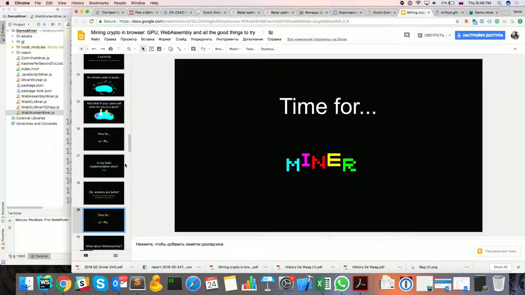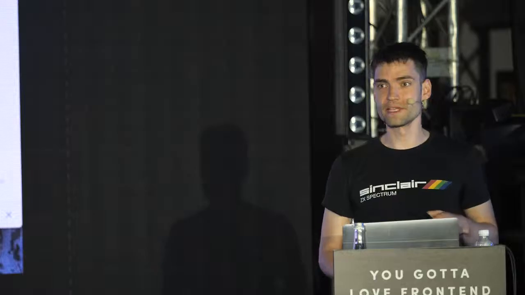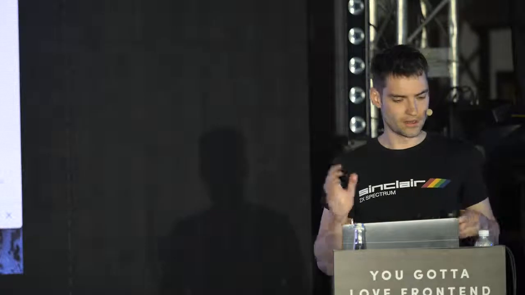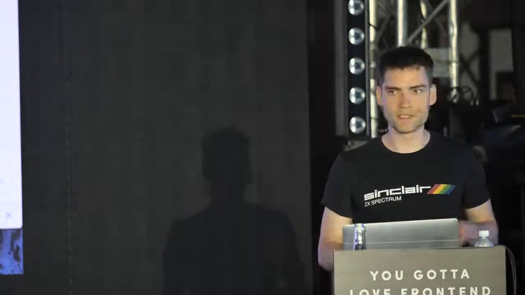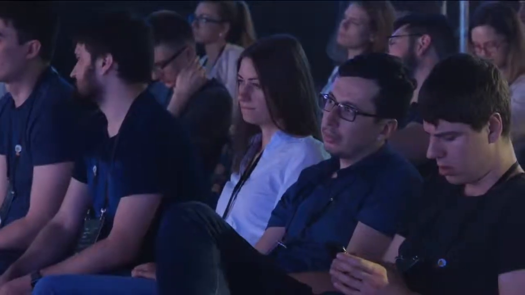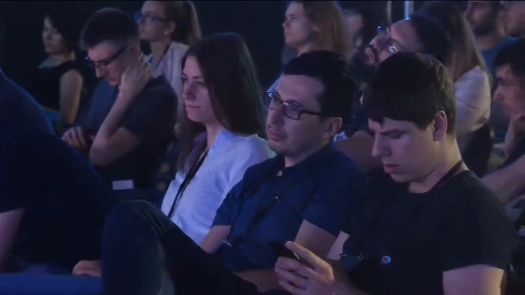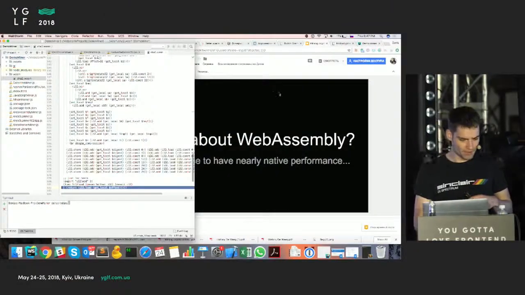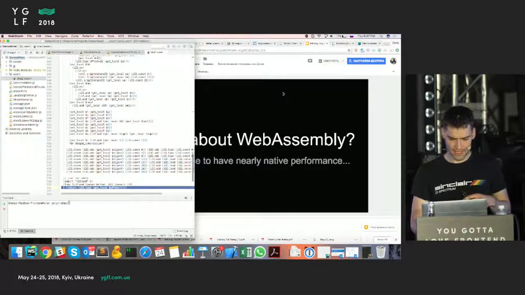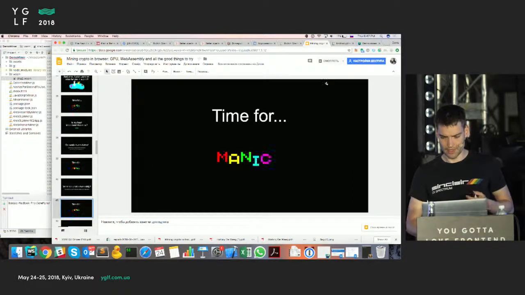Then, what about WebAssembly? Because WebAssembly promised us nearly native performance. And then maybe it saves us and gets us out of this JavaScript curse, because we see that JavaScript is not quick enough for mining. Right. So I took a WASM implementation of SHA 256 and applied it to my thing.